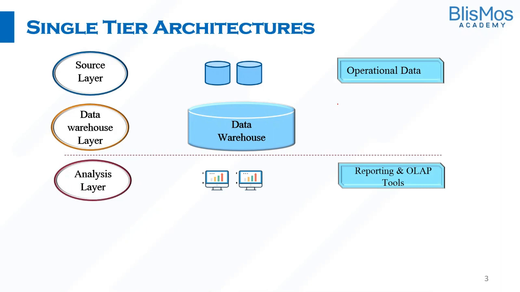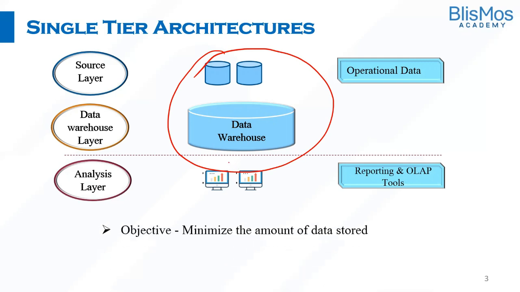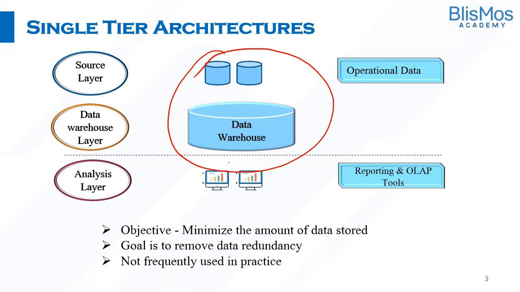So here there is no explicit component that separates the analytical and transactional processing. In a way, reporting tools are also attached to the data warehouse. That is why it is called a single tier architecture. So here we want to minimize the amount of data stored. That is the reason we are not trying to establish an explicit separation between the transactional processing and the analytical processing. So here we want to remove the redundancy between the transactional processing and analytical processing. Though we have a single tier architecture, it is hardly used in practice.